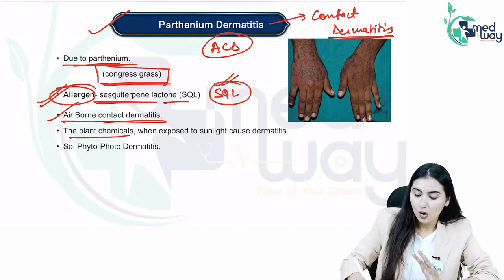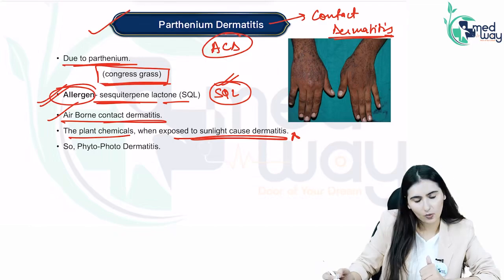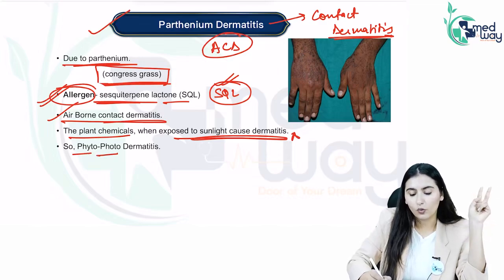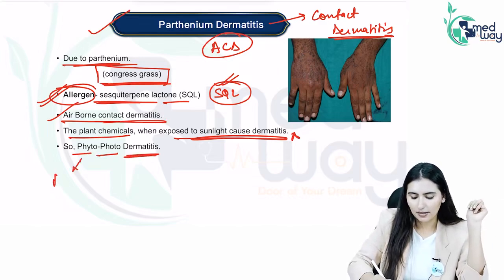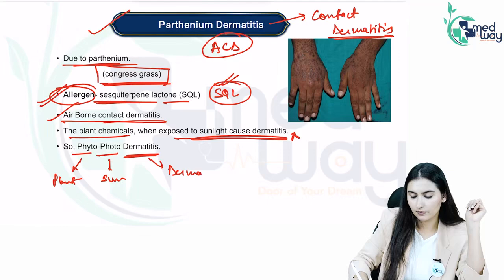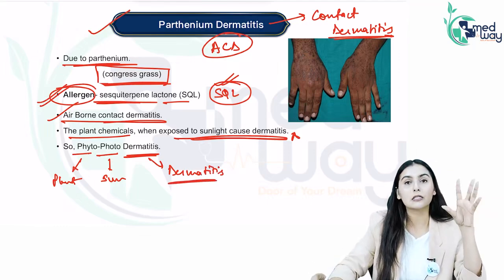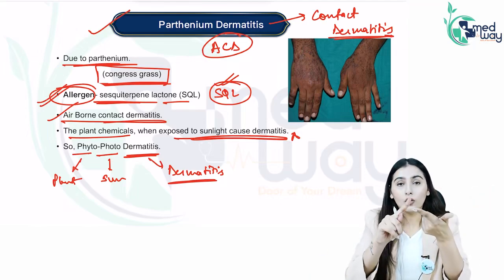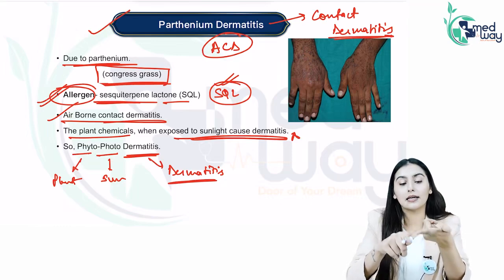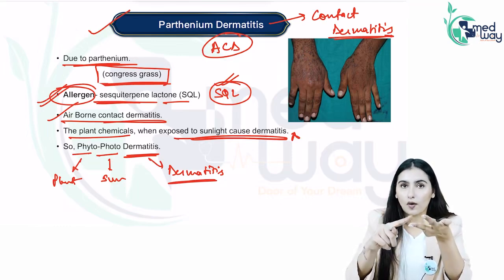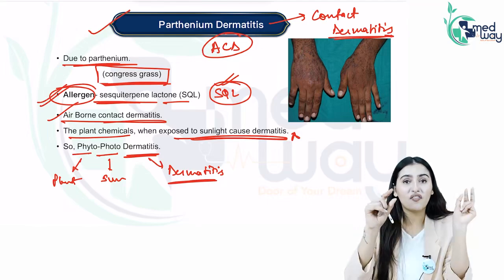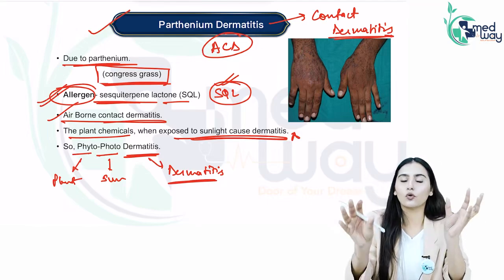The plant chemicals, when exposed to sunlight, cause dermatitis. Because sunlight is also a factor over here. It is phyto, which is plant, photo, which is sun, dermatitis. Plant, sun, dermatitis. Alright, this is Parthenium dermatitis for you. Let me say a short summary once again. It is a contact dermatitis. It is an allergic dermatitis. It is an airborne dermatitis. Because of the Congress grass, it has an allergen that comes out in the air, and sunlight is also involved. That is why it is phytophotodermatitis.